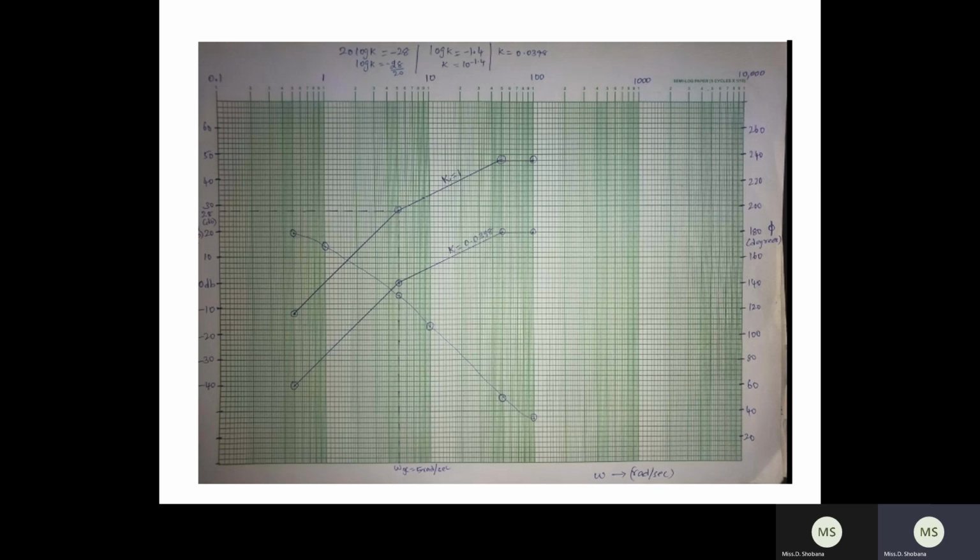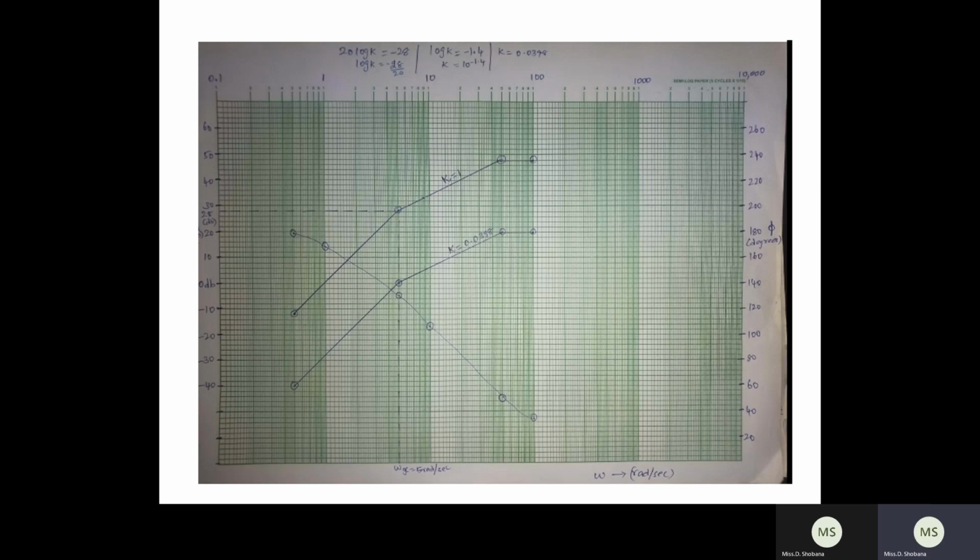Therefore, in order to make this plus 28 into 0 dB, what do we have to do? We have to add minus 28. Whatever you are adding to bring it to 0 dB for compensation, that minus 28 will be equated to 20 log of k.